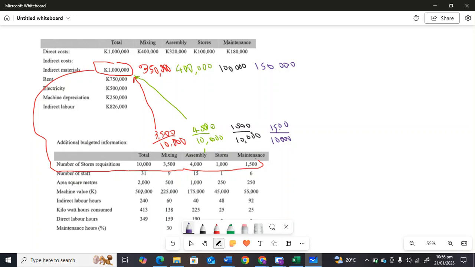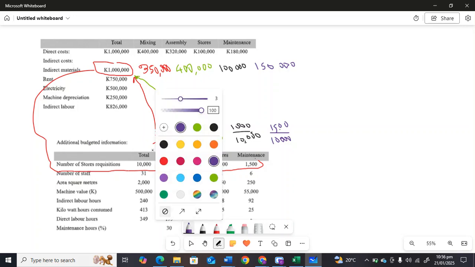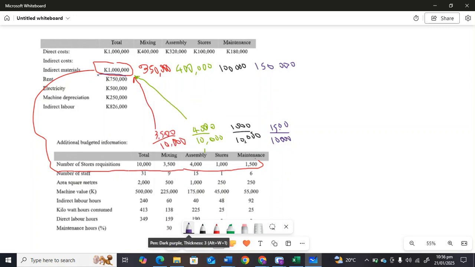Okay. The next one we have to share out is rent. Colleagues, what basis are we going to use to share out rent? This 750,000. Are we going to use number of store requisitions? Does that sound right? Are we going to use number of staff? Are we going to use area square meters? Yes. So for rent, it's area square meters.